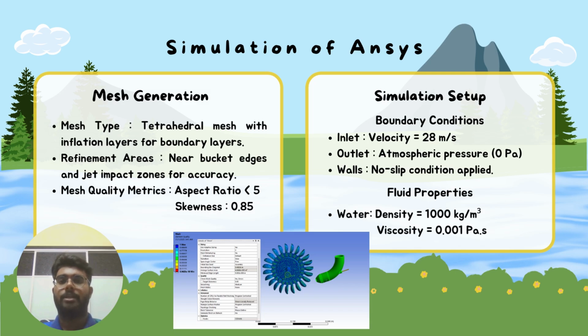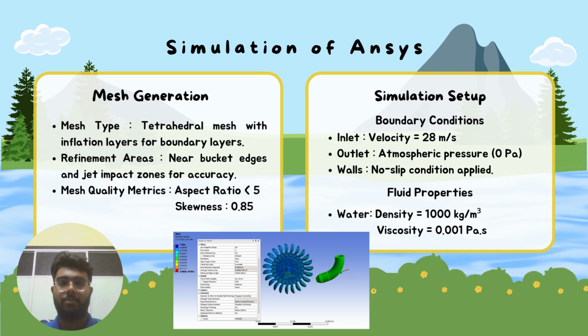So next, let's move on to the mesh generation and simulation setup. For meshing, we used a tetrahedral mesh with inflation layers to handle the turbine's complex geometry and accurately capture boundary layer effects. Refinement was applied in critical areas such as bucket edges, jet impact zones, and near the nozzle to ensure accuracy. Key quality metrics were maintained, including an aspect ratio below 5 and a skewness of 0.85, ensuring numerical stability. This approach provides a good balance between simulation accuracy and computational efficiency.